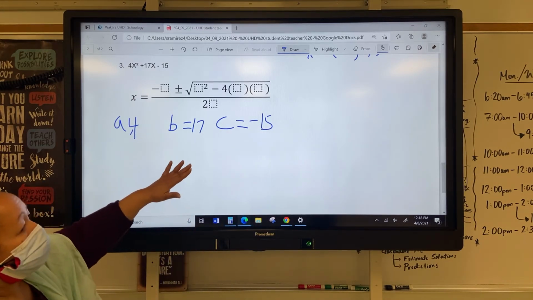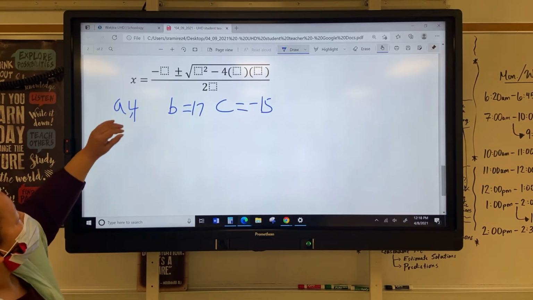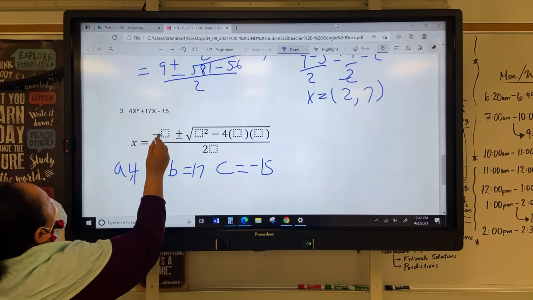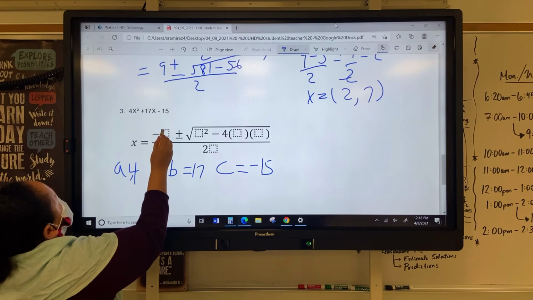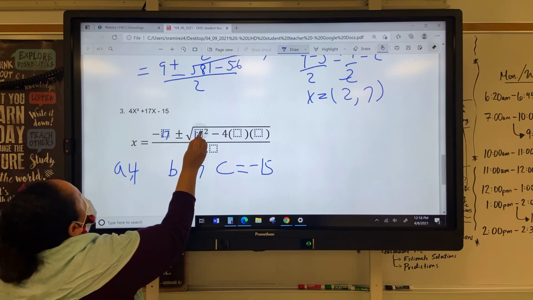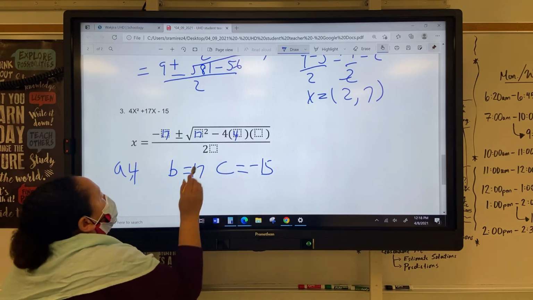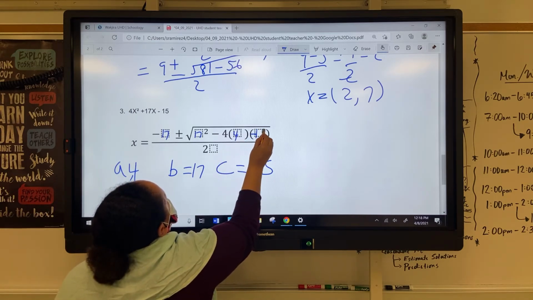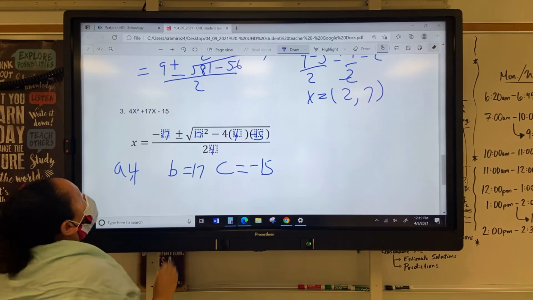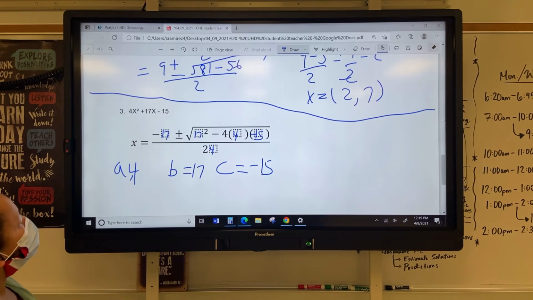Since we labeled our ABC, the only thing we need to do is, as usual, insert it in the formula. Our B is 17. And this is B, our B is 17 again. And our A is 4. And our C is minus 15. And our A is 4. Once we get all the numbers in here, we just start calculating again.